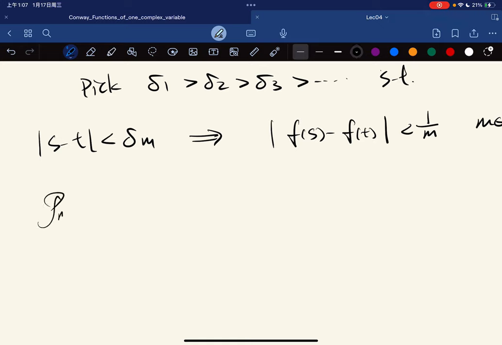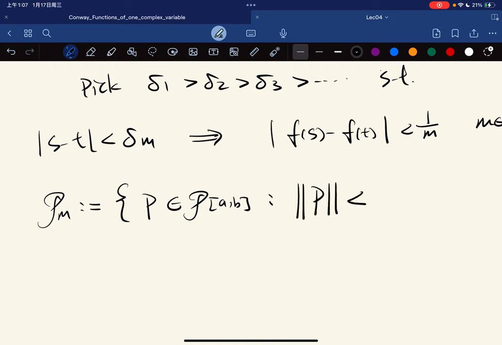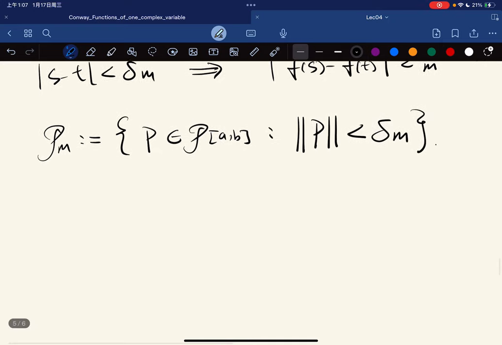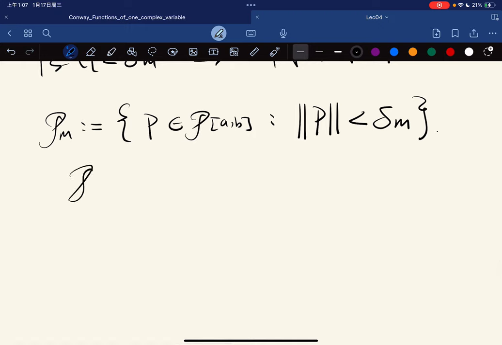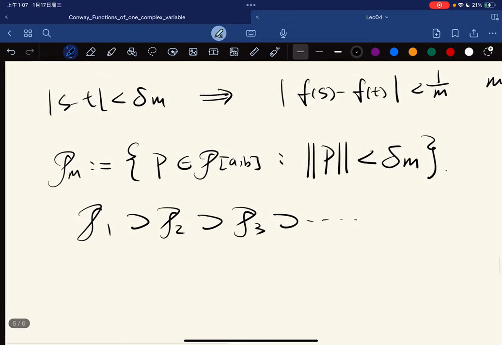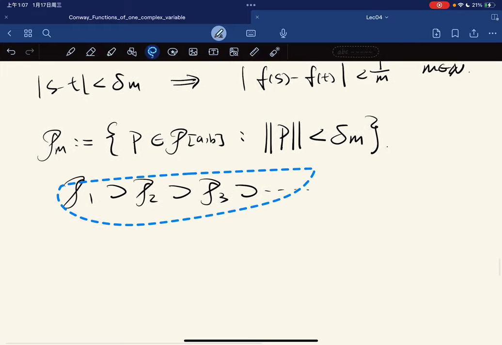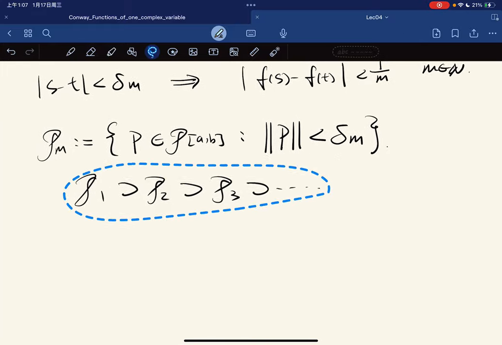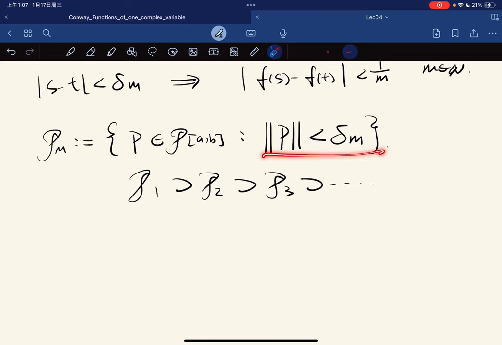Now we define P_m to be the set of all partitions P of [a, b] such that the mesh of P is less than delta_m. Then we know that P_1 contains P_2, contains P_3. It is a nested set. We know this by our construction.